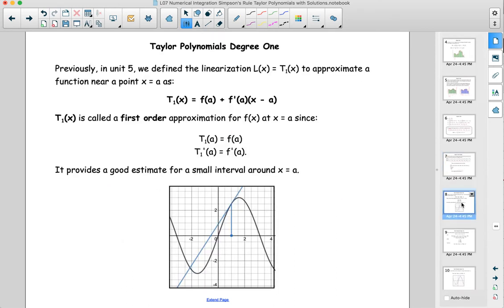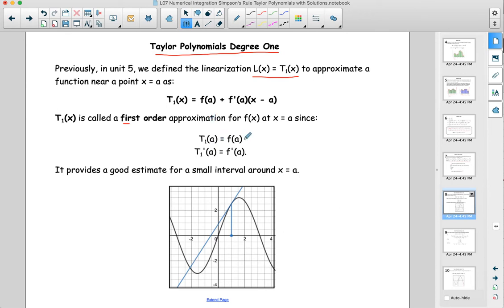So you've already seen a Taylor polynomial. I probably didn't mention that it was a Taylor polynomial. We've seen Taylor polynomials of degree 1. We were using them to find linear approximations. We were doing that in Unit 5. So we defined the linearization L at x, which I'm now going to call the Taylor polynomial, let's call it subscript 1, or the first Taylor polynomial, to be T1 at x equals f at a plus f prime at a times x minus a. Now, the first Taylor polynomial is called the first order approximation since the following is true.